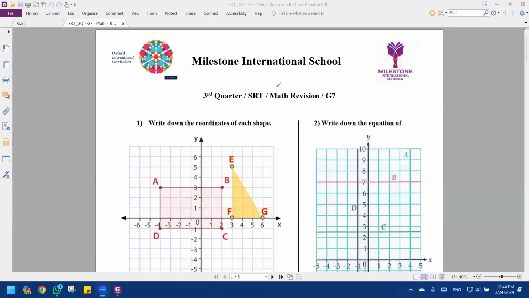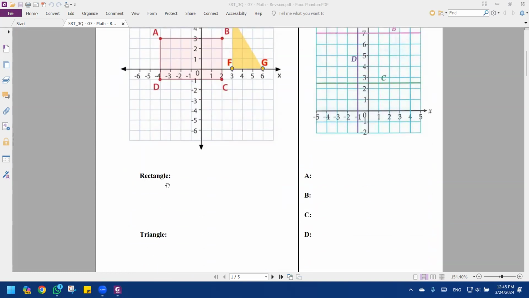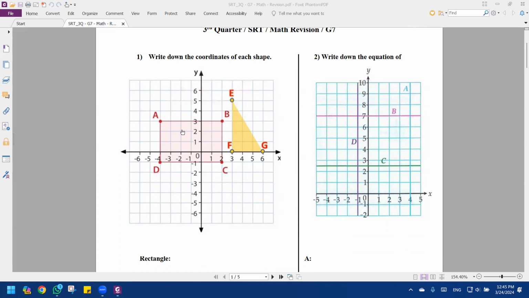Hi everyone. In this video, I'll be solving the math revision sheet for grade 7. In question number 1, it says, write down the coordinates of each shape. So here we have a rectangle and we have a triangle. Okay, let's start with the coordinates.